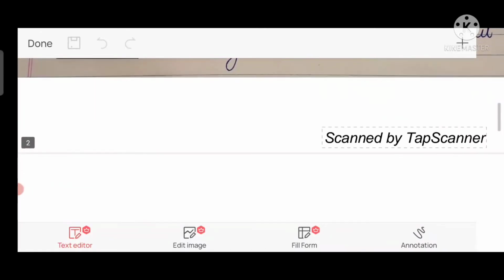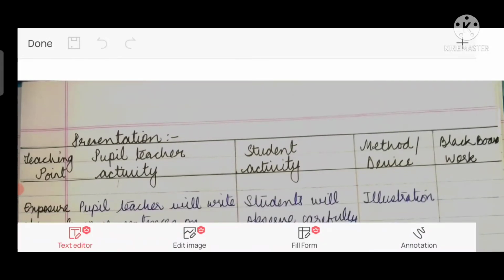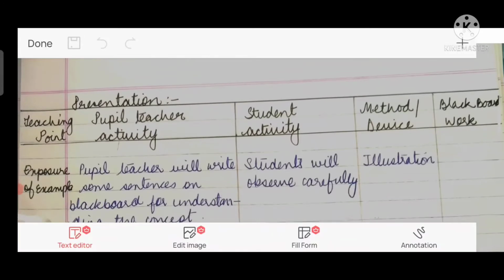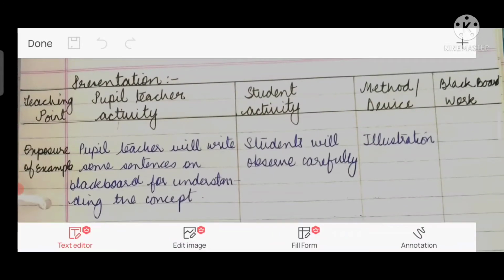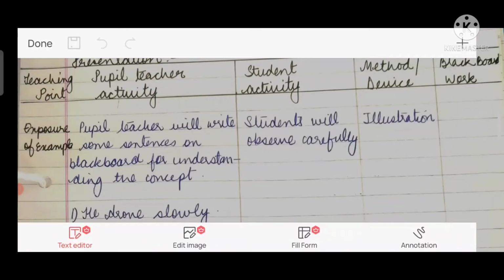Then the next step is presentation. Okay. In this step, presentation is divided in 5 columns: teaching point, pupil teacher activity, student activity, device and method, and blackboard work. In teaching point, first point is exposure to examples. And pupil teacher activity, pupil teacher will write some sentences on blackboard for understanding the concept. In student activity, student will observe carefully. Device and method, illustration method.